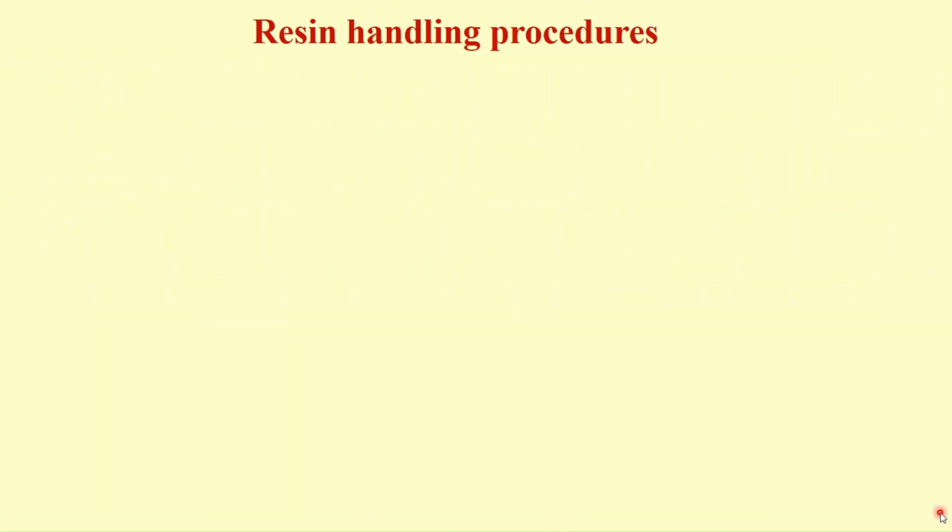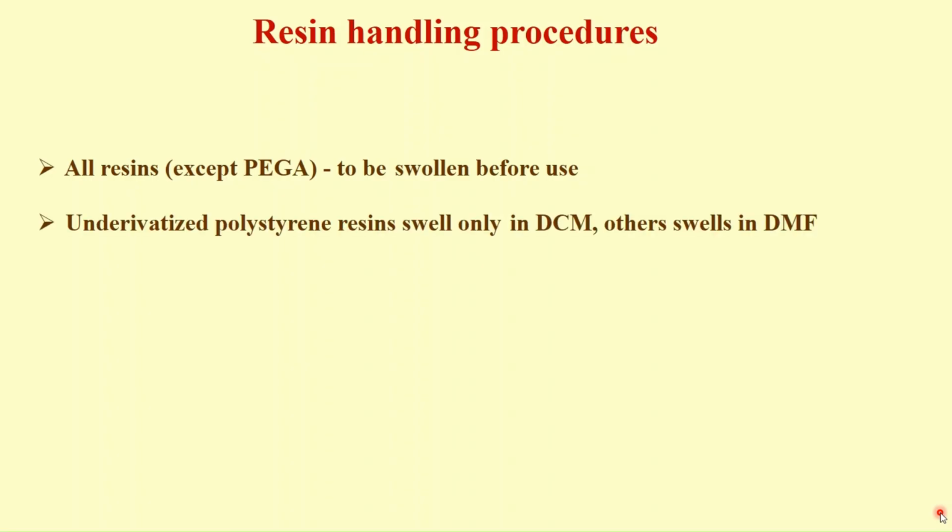These solid supports or resins should be handled with care while in use. The first thing we do when we take the resin is add it into either DMF or DCM and make it swell. All these are swollen before connecting with the amino acids. PEGA is the exception. It does not require swelling. Underivatized polystyrene resins swell only in dichloromethane, whereas other derivatized polystyrene resins swell in DMF. Accordingly, we have to choose our solvent system.